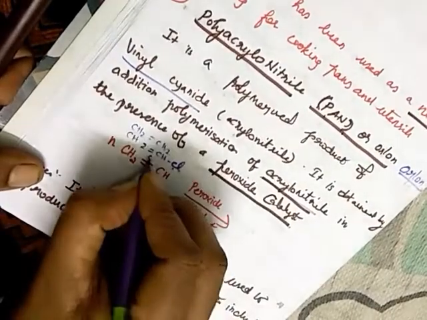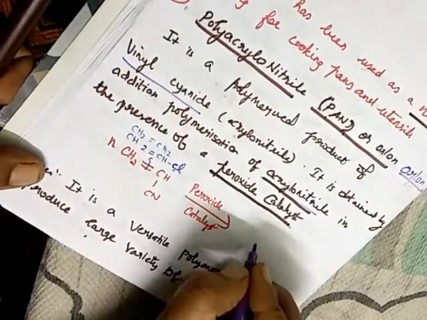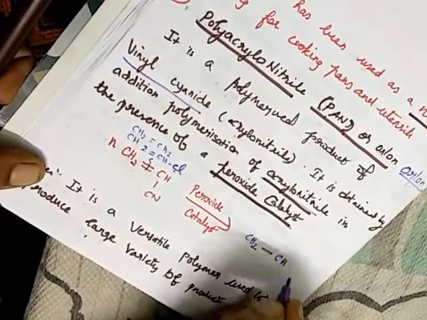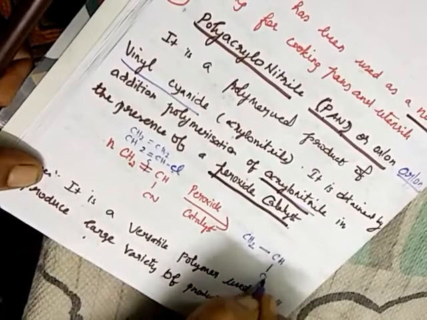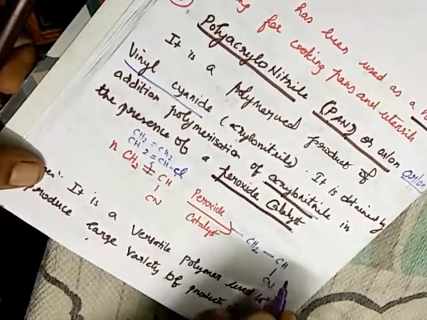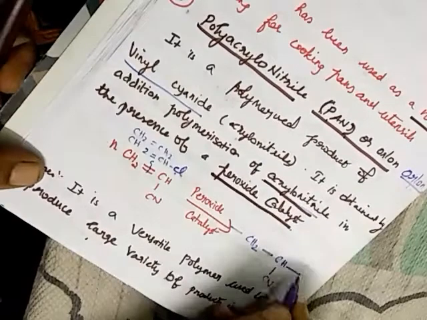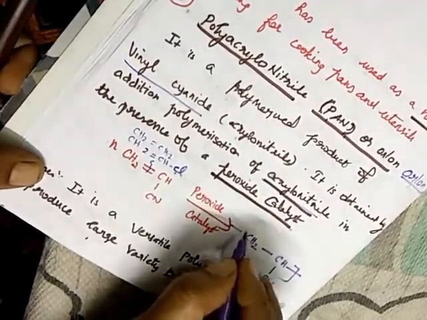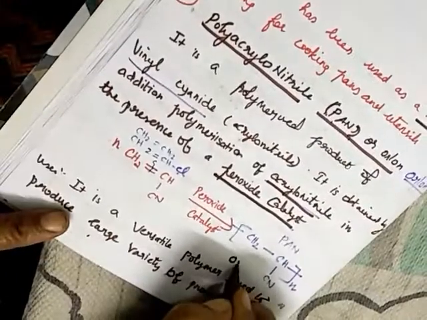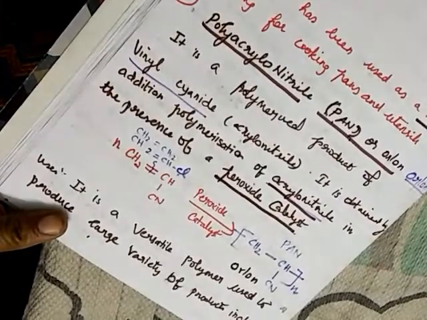In the presence of peroxide, what will happen? The double bond will be broken. So what is the product? We are going to get CH2, single bond, CH, CN, n times. This is called PAN. Then the special name is Orlon.